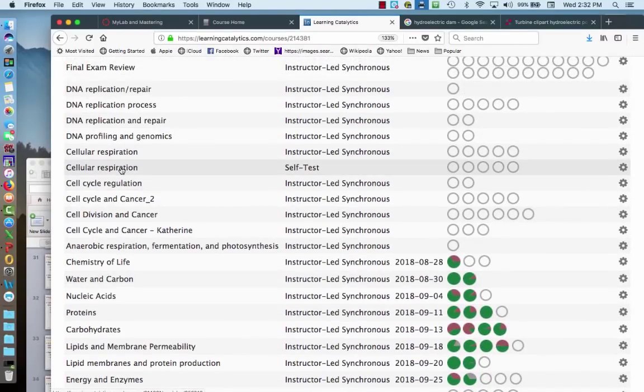And I know you won't have this many modules. You won't have this one that says instructor-led. You should just have one that says Cell Respiration, Self-Test. It's got 5 questions. I have set this thing available from Sunday, September 30th at noon, all the way until Sunday, October 7th at noon. So at any point, between that time frame, you can click on this, log in, and answer these Learning Catalytics questions based on that presentation that you just watched for some points.